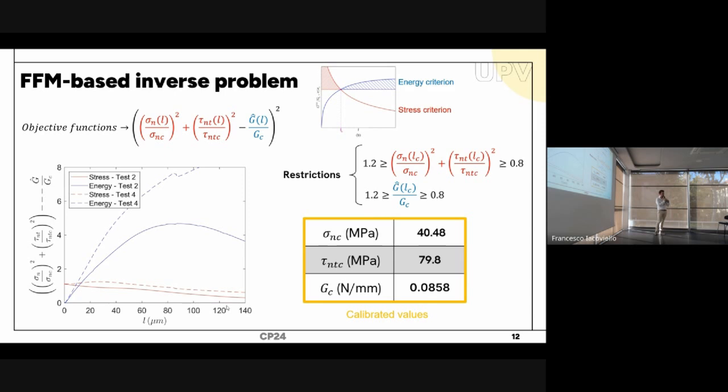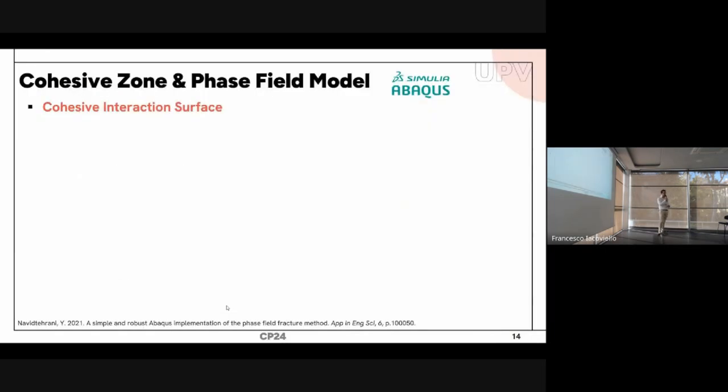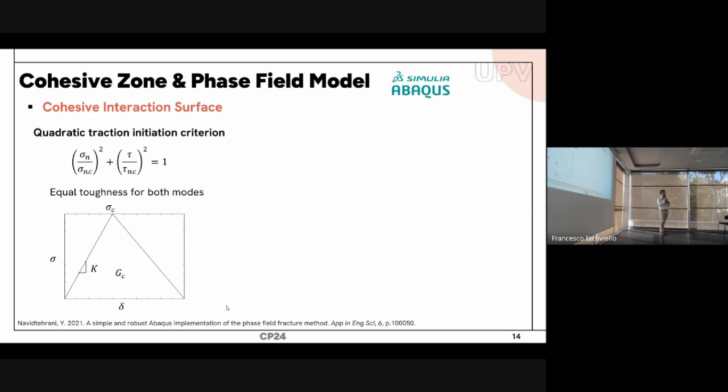Now that we accomplished our first objective, we can go to the second one, which is the simulation of microcracking in cortical bone. So, in order to carry out this simulation, we will be using Abaqus and specifically a cohesive interaction surface to model the failure of the cement line. Here, we selected the same criterion that we applied during the minimization problem, and we considered the same toughness for both mode 1 and mode 2 propagation. Here is a basic curve showing the bilinear behavior of our cohesive bond.